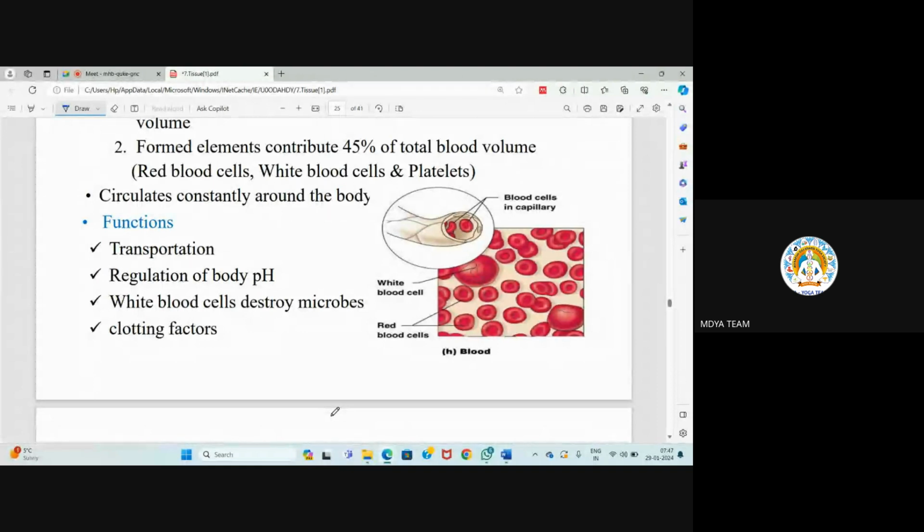Now, regulation of body pH. You people are aware about pH? Yes, ma'am. The unit of purity, something like that. Like we measure the pH value of water. No, it's a unit of acid-base identification.